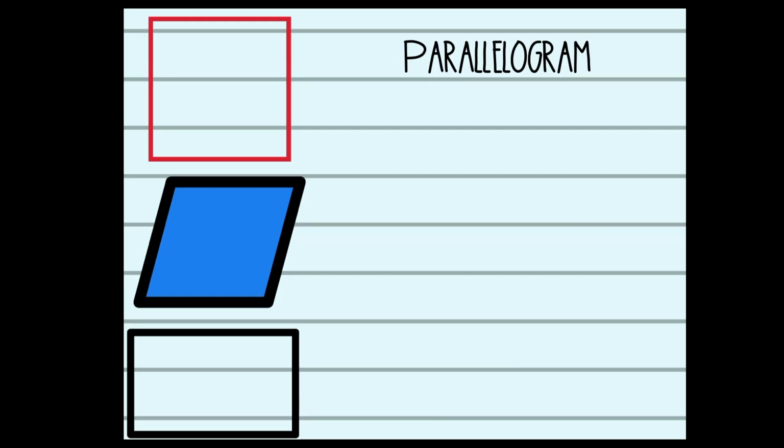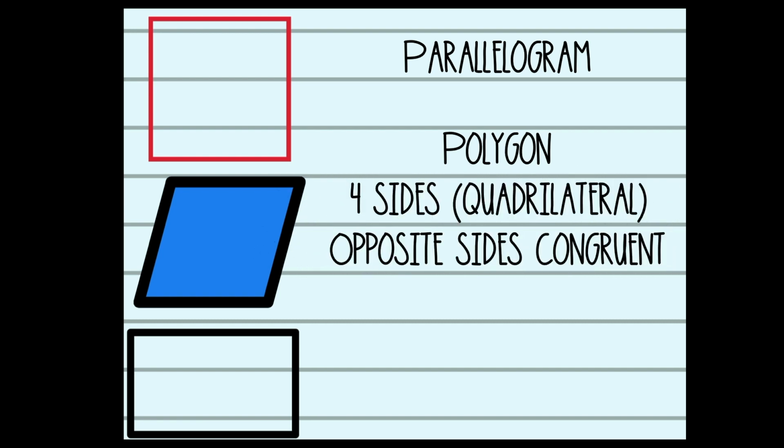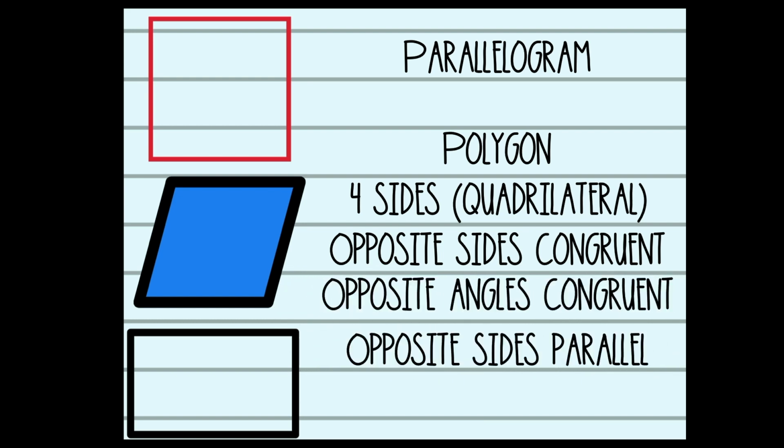First up is a parallelogram. A parallelogram is a polygon because it's a plane closed figure with sides. It has 4 sides, so that makes it a quadrilateral. The opposite sides are congruent, meaning same size, and the opposite angles are congruent. And the most important thing about a parallelogram is the opposite sides are parallel. These shapes would be classified as a parallelogram because each and every side has a parallel buddy across from it. And the opposite sides are also congruent, so they're parallelograms.